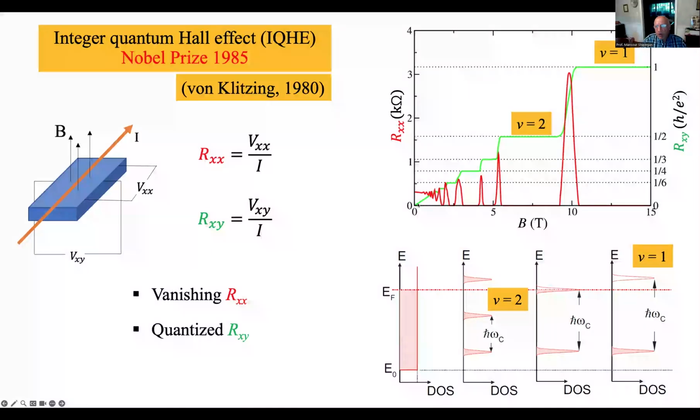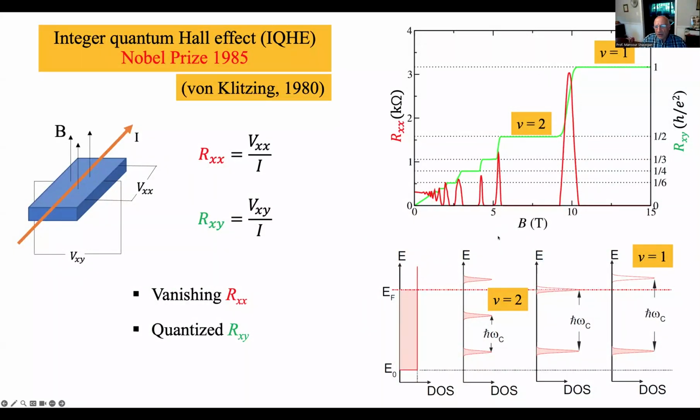For example, the Hall resistance: you notice that instead of being a straight line, which is what Hall would have predicted a couple of 100 years ago, it has plateaus. It reaches very precise plateaus in units of h/e squared. That's why it's called the quantum Hall effect. And the resistance goes through zeros. Whenever there is a plateau, Rxx is literally zero, very, very close to zero.